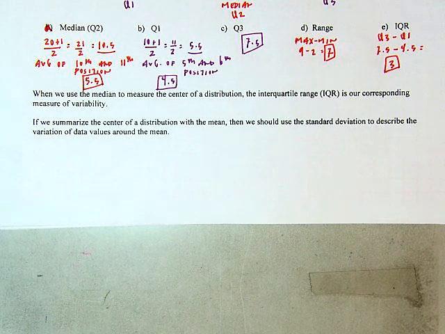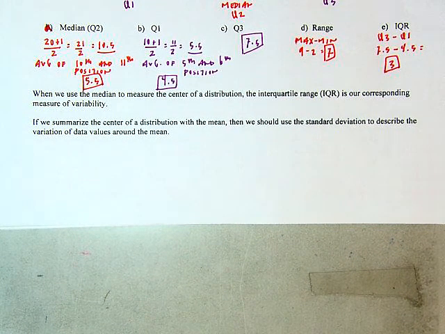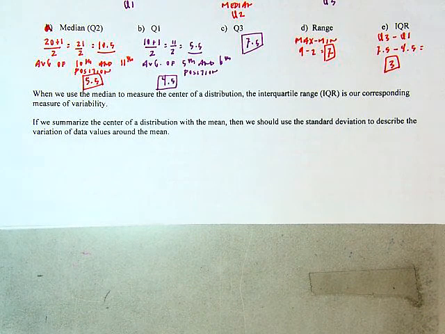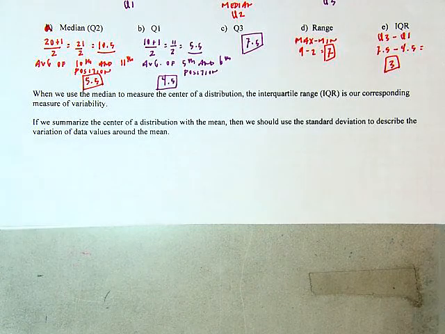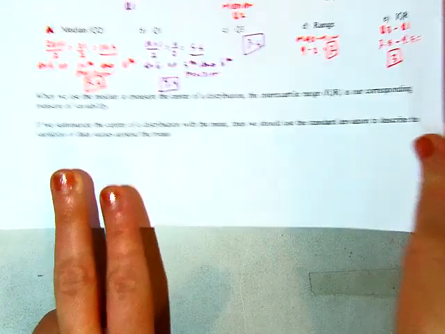However, if we summarize the center of the distribution with the mean, our average, then we use standard deviation to describe the variation of data values around the mean. So here, a short little preview to standard deviation.